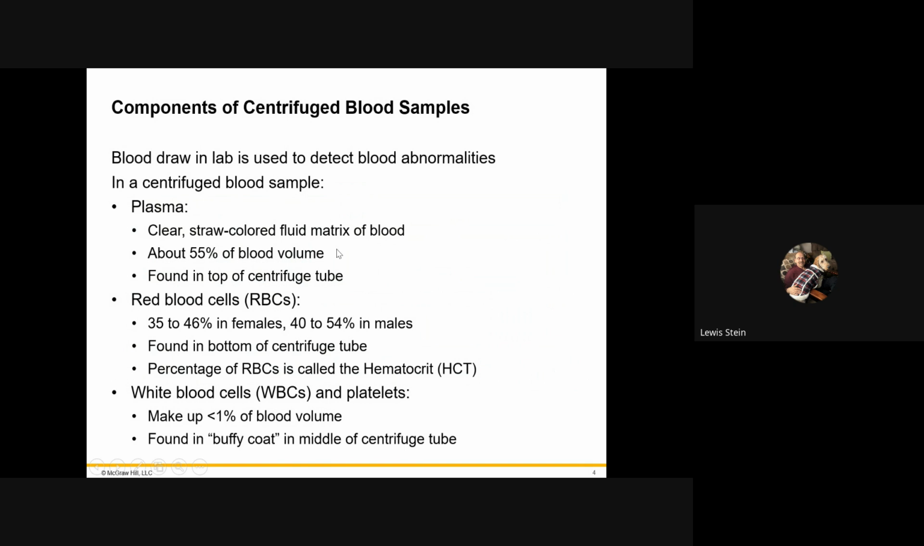And you're going to see that it goes to the top because the formed elements, since they're formed, they are heavier because they're not all liquid. They have many solid components. Typically, the range depends on the author. This author, 35 to 46 in females, 40 to 54 in males.